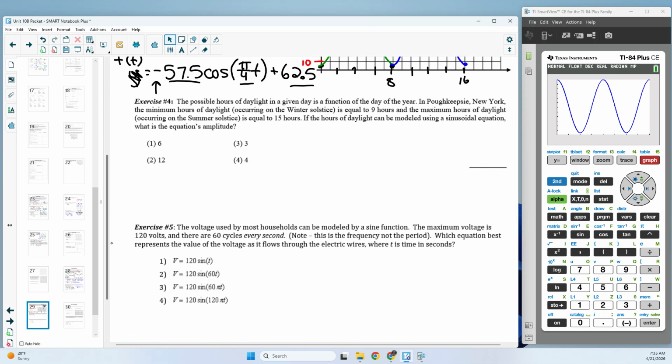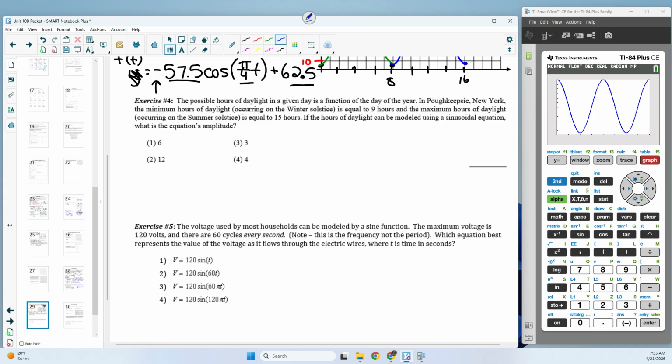The last couple of questions. The next one, we just have a verbal description and we have to answer something. It says the possible hours of daylight in a given day is a function of the day of the year. In Poughkeepsie, New York, the minimum number of hours of daylight is 9 hours and the maximum is 15 hours. If the hours of daylight can be modeled using a sinusoidal equation, what is the amplitude? So if the min is 9 and the max is 15, the midline averaging those would be 12, which means the amplitude is 3.